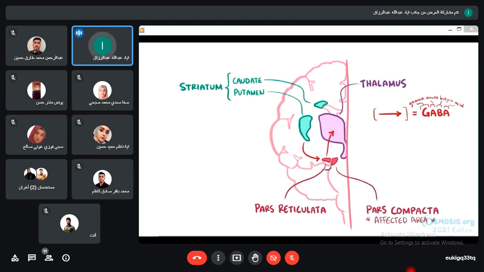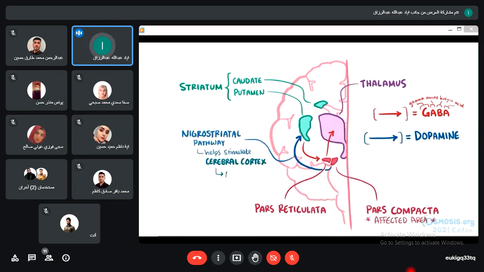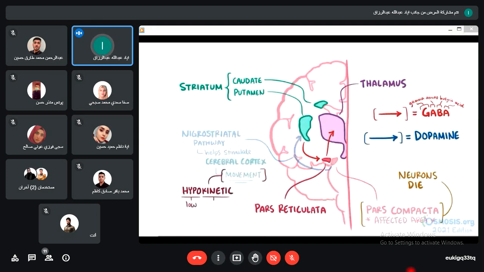The pars compacta sends messages to the striatum via neurons rich in the neurotransmitter dopamine, forming the nigrostriatal pathway, which helps to stimulate the cerebral cortex and initiate movement. Therefore, when substantia nigra pars compacta neurons die, the individual might be in a hypokinetic or low movement state, which is commonly seen in Parkinson's.